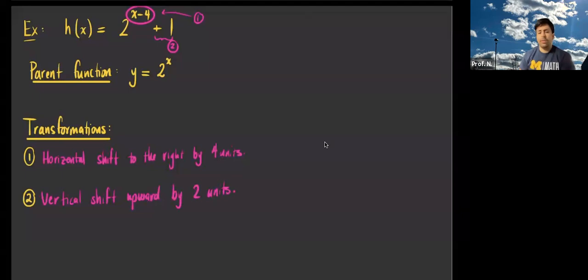Does everybody follow? So I'm shifting that parent function, 2 to the x, over to the right by 4, and I'm moving it up by 1. That's all I'm doing. Shift it right by 4 and move it up by 2. I mean by 1, pardon me, why am I saying 2? By 1 unit. So shift right by 4, up 1.